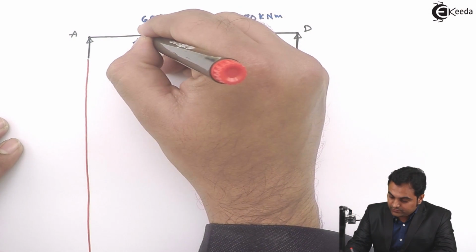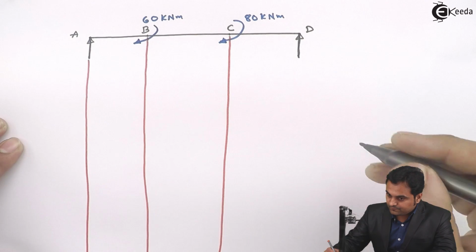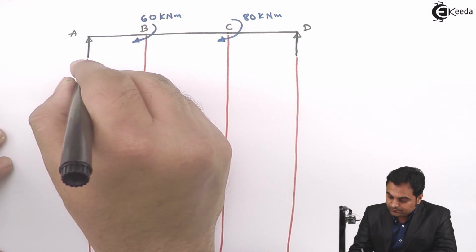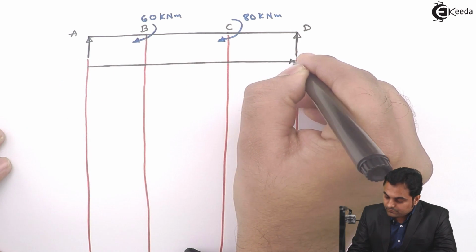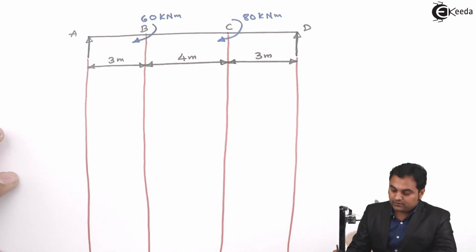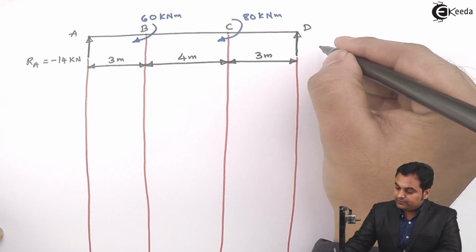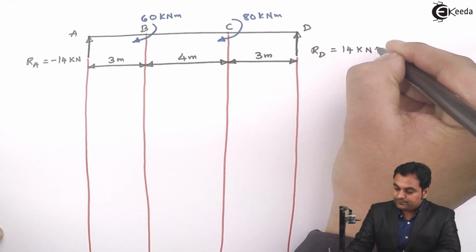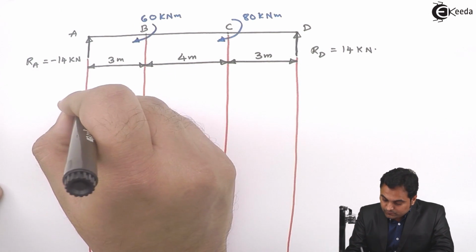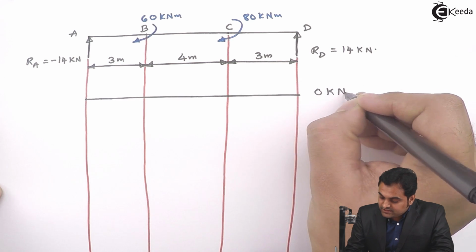Here I am projecting the points downwards. Now, this is the given beam, and here we have found out the reactions also. At A it is minus 14 kilonewton, at D it is plus 14 kilonewton. Now, below this we need to draw the shear force diagram. Here I am drawing a horizontal line which has 0 kilonewton shear force.